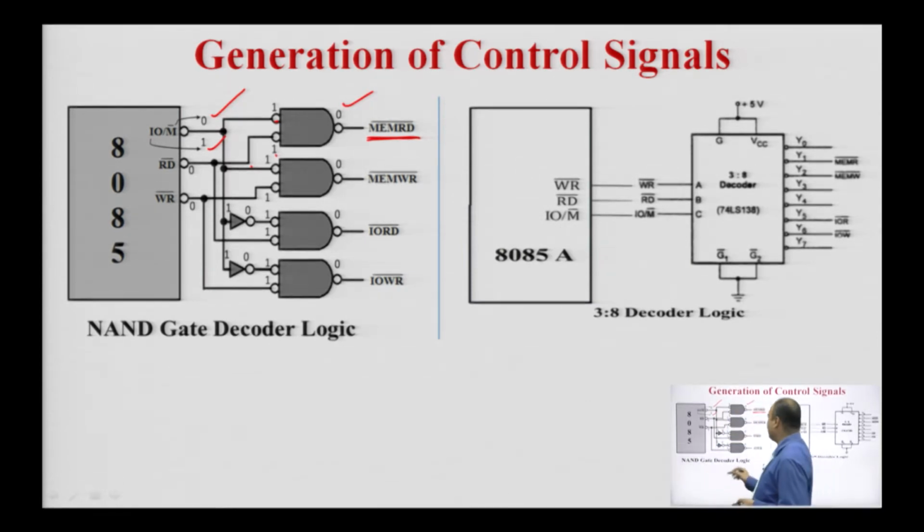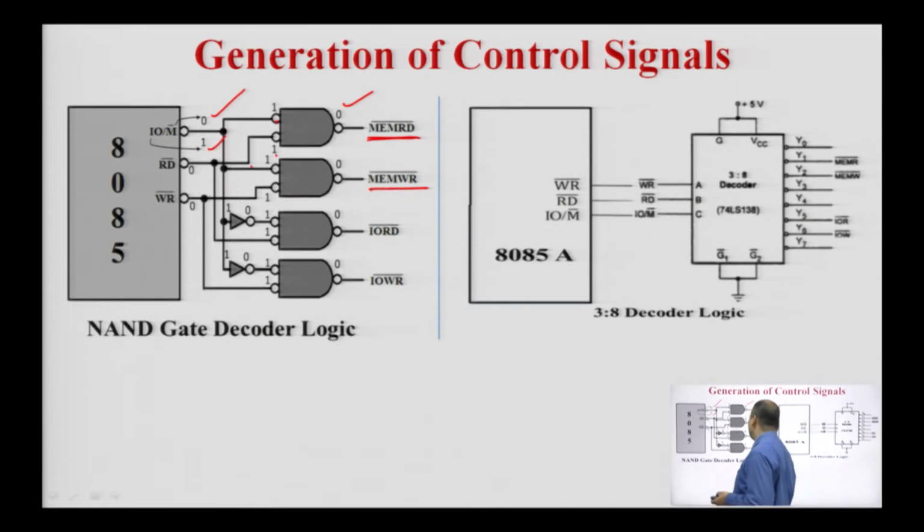Similarly, for the memory write control signal, the status on input output or memory is 0 and the write control signal is 0. So the input to this NAND gate is 1 1 and the output is logic 0, which is the active low memory write control signal.